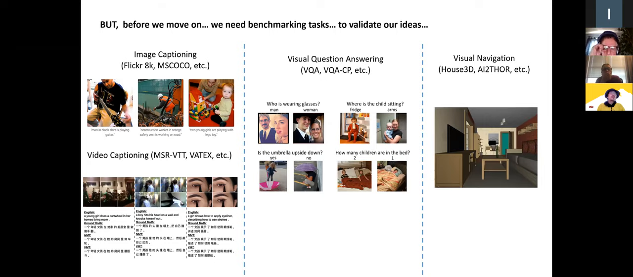starting from image captioning, which basically takes an image and outputs a sentence. I'll talk about this, actually tracing back to 2011. At Yanis's lab, we published the first paper on generating sentences from images. And more recently, there are even bigger datasets for video captioning, MSR-VTT, VATEX, and so on.